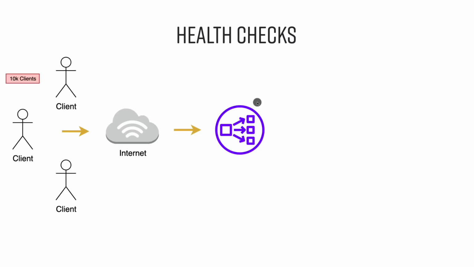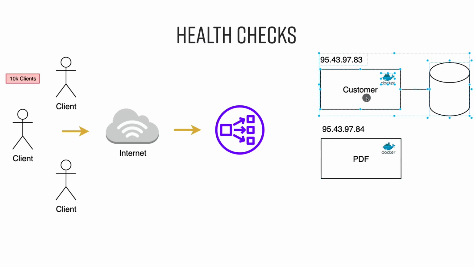So let's say that you have two microservices behind the load balancer. One which handles PDF requests, so you can generate PDFs for your customers, and another one for handling customer registration. Now, in order for these to be considered as healthy targets behind the load balancer, there must be a way for this microservice and this microservice to tell the load balancer that they are in good shape to receive traffic. And this mechanism is what's known as the health check.